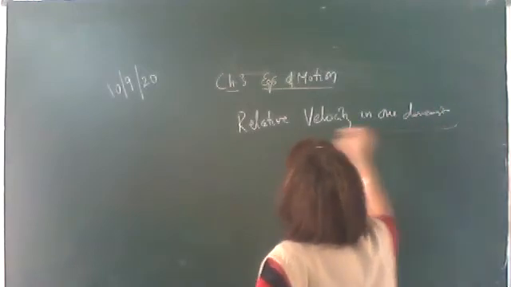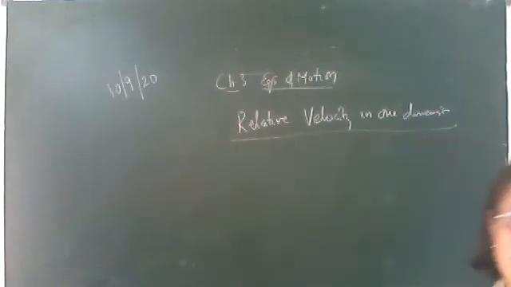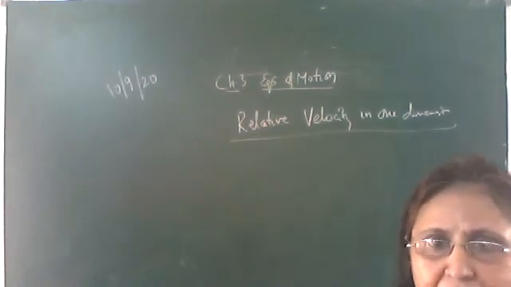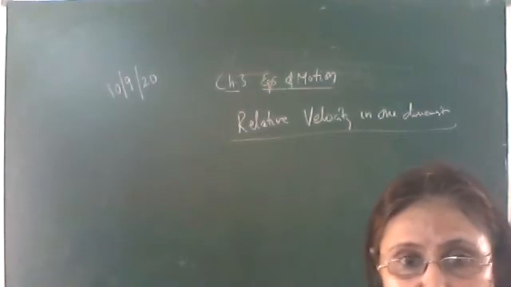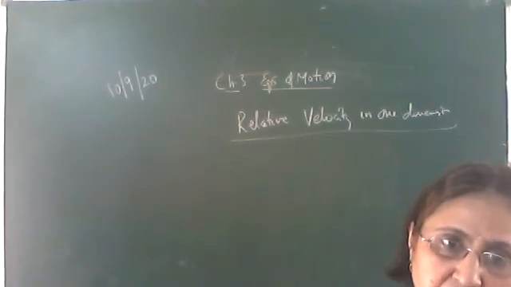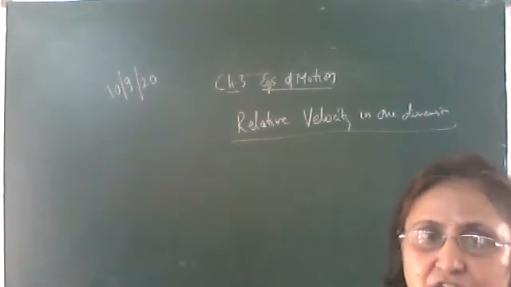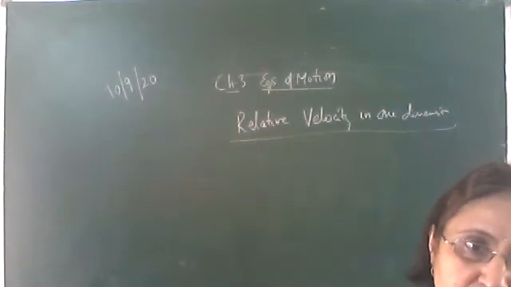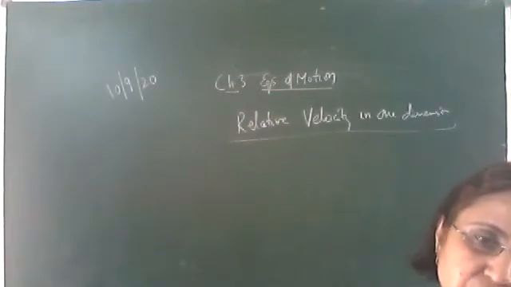Okay, here this chapter is the 1D motion, straight line motion. That is the particle is moving in a straight line. So here relative velocity means two particles are moving in one dimension. One dimension means both are moving in the same straight line. Okay, but their velocities are different. So two particles moving with different velocities in the same straight line, they will have some relative velocity. So the velocity of the first object with respect to second is called as the relative velocity.